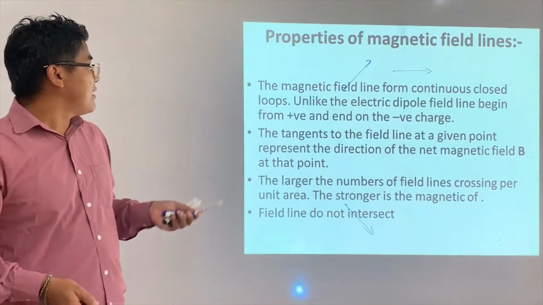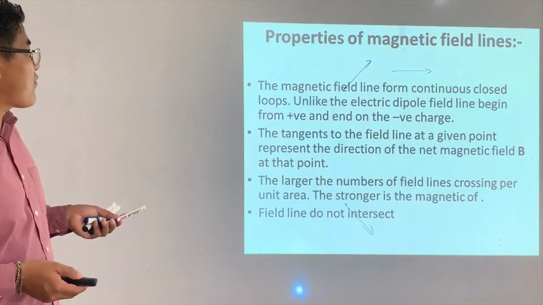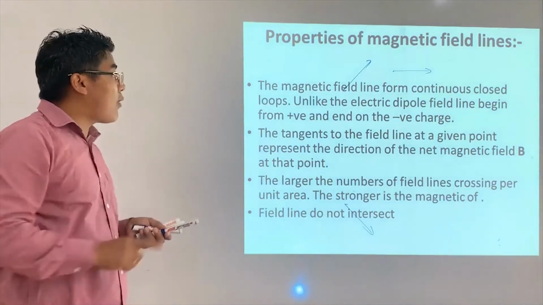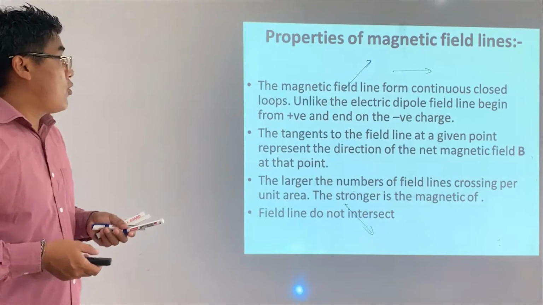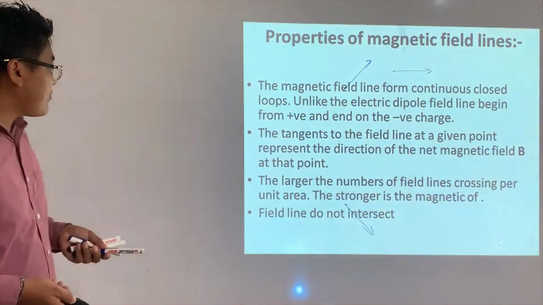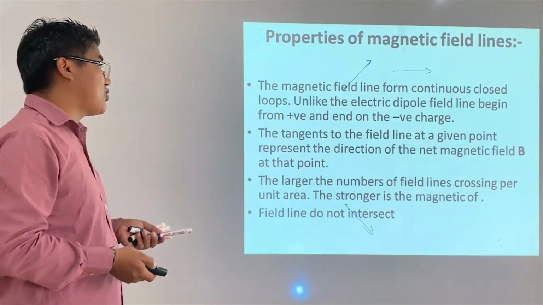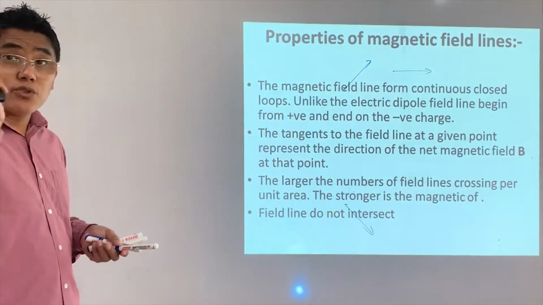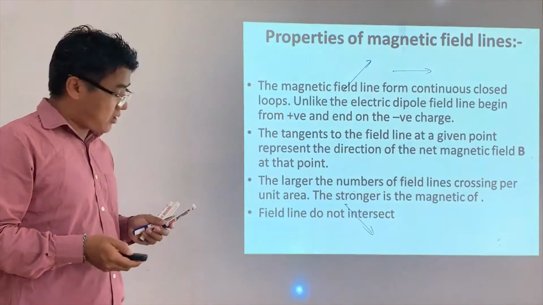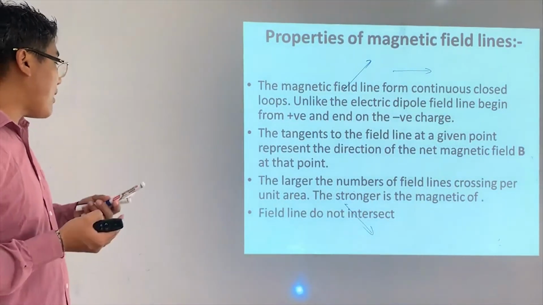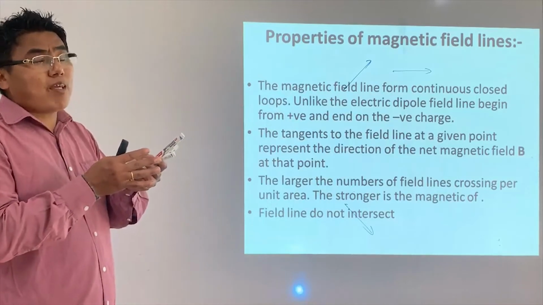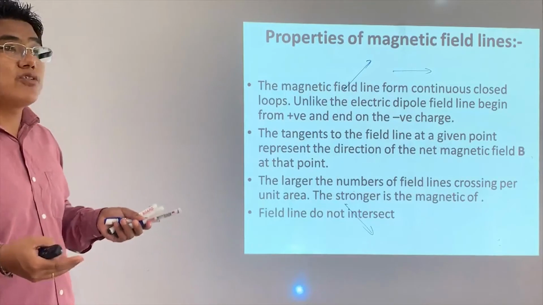These are the properties of magnetic field lines. Magnetic field lines form continuous closed loops. Electric field lines don't form continuous closed loops, because unlike an electric dipole, where field lines begin from positive and end at negative. The tangent to the field line at a given point represents the direction of the net magnetic field at that point, which I have shown just now. The larger the number of field lines crossing per unit area, the stronger the field. That means the closer the field lines are, the stronger the magnetic field is. If the magnetic field lines are not close to each other, then the field is not strong.